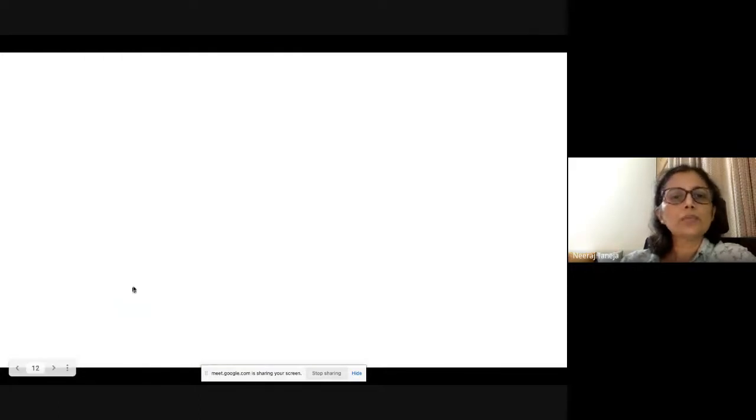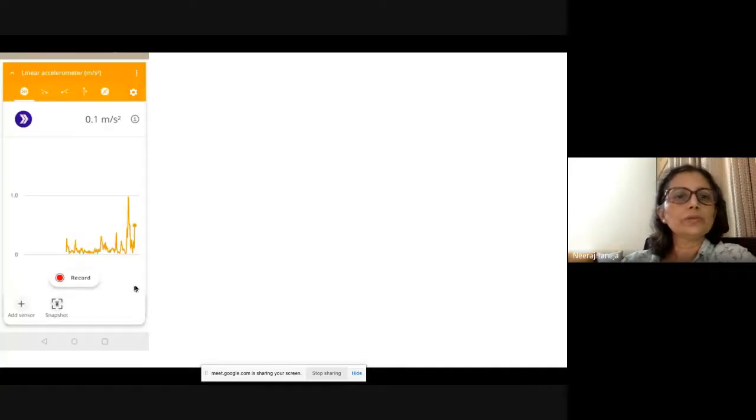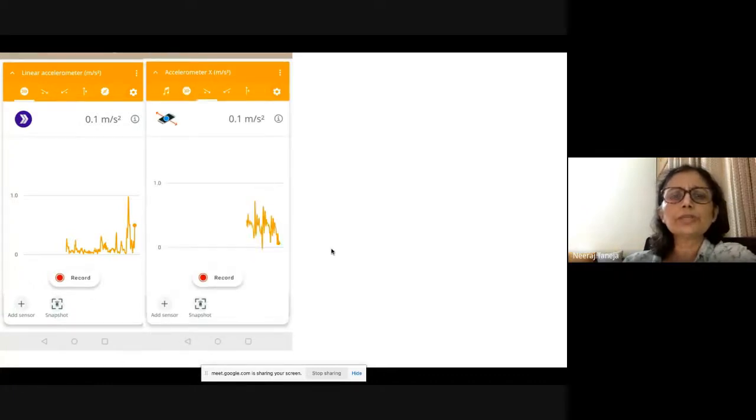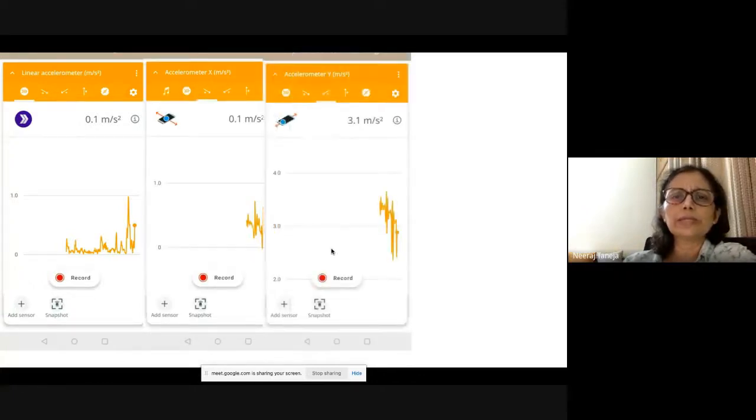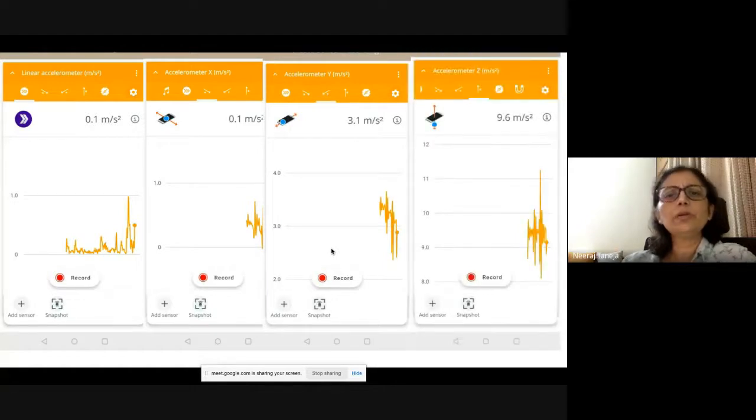Next, I move on to the other application. Again I'm showing the various orientations in which you can record the acceleration. Depending on how you have placed your phone, the acceleration data will be collected.